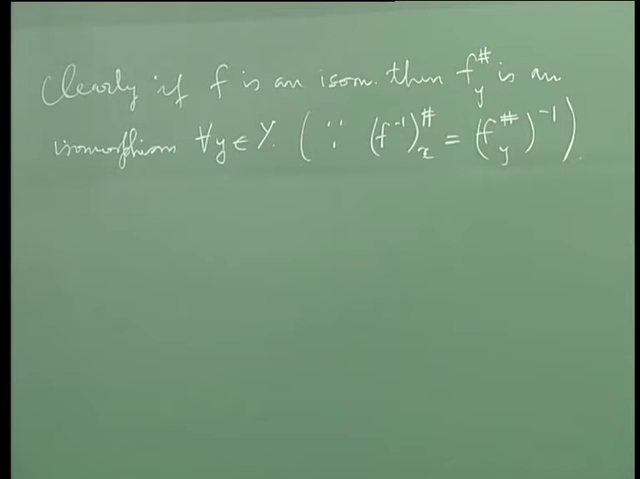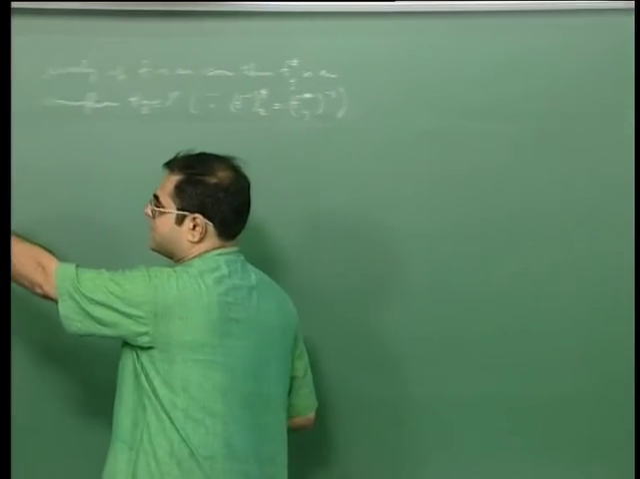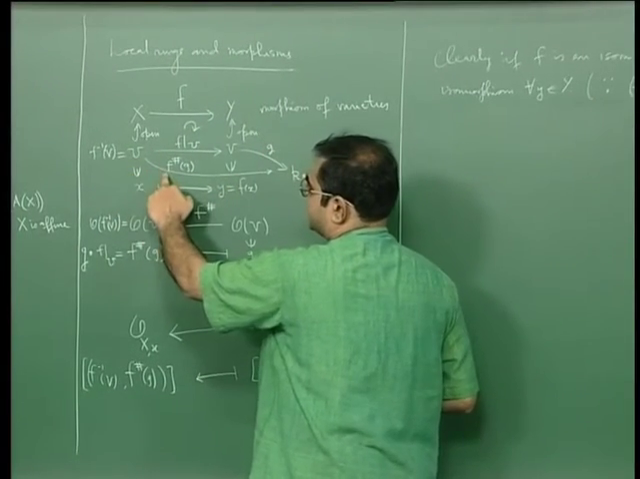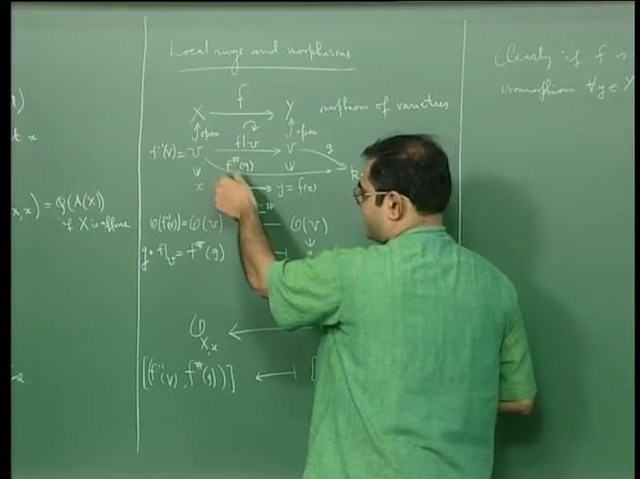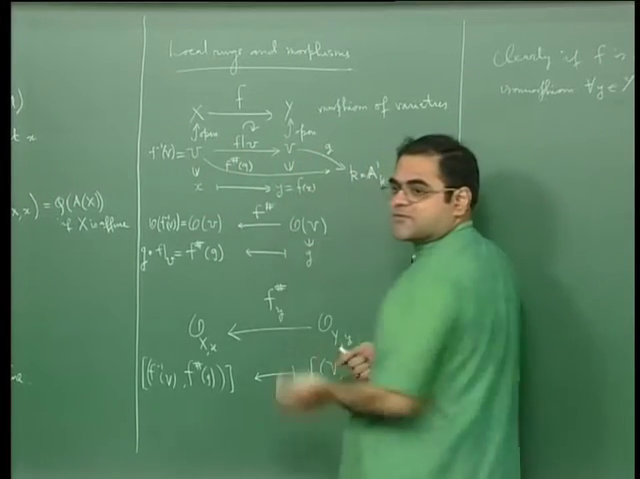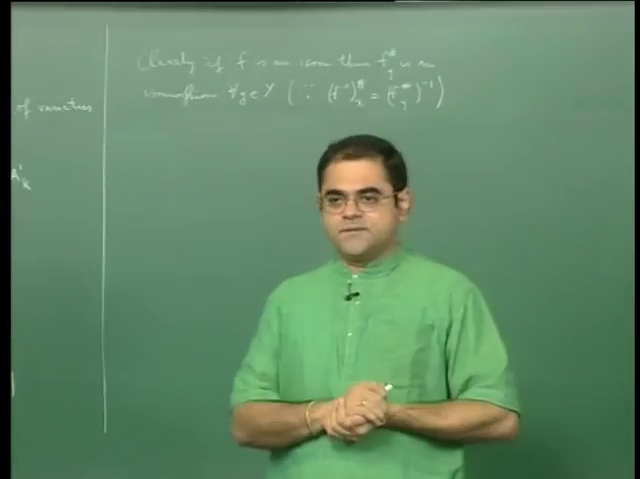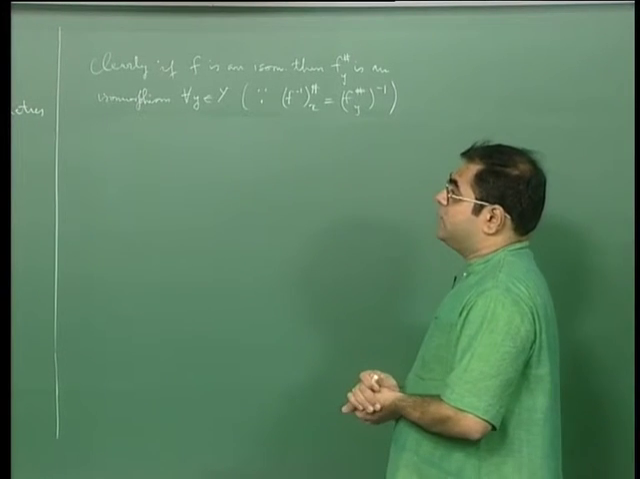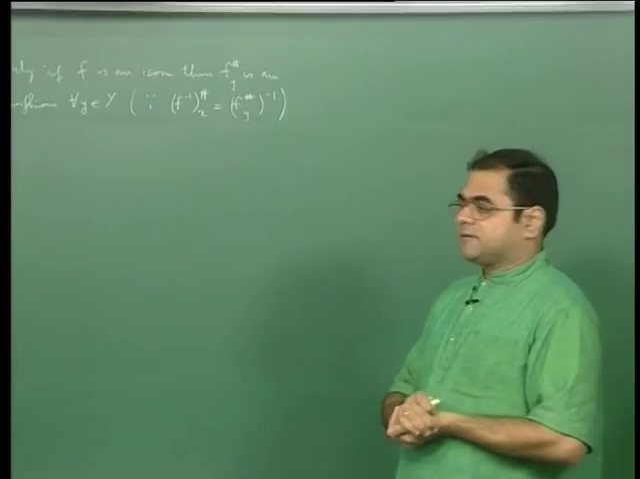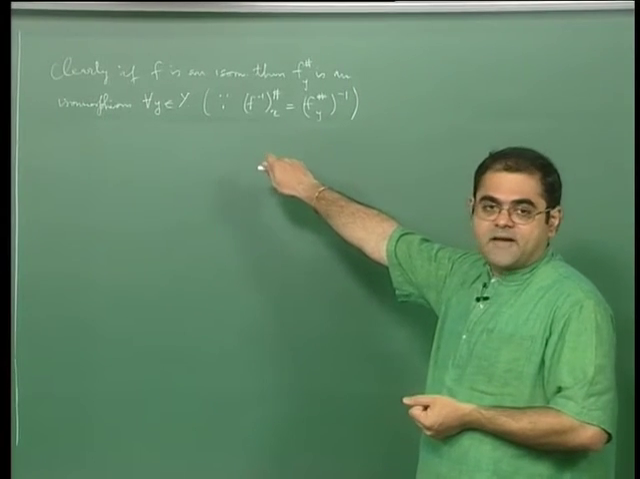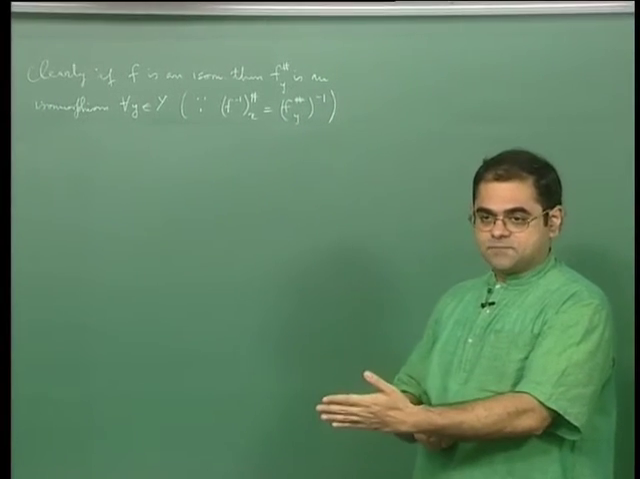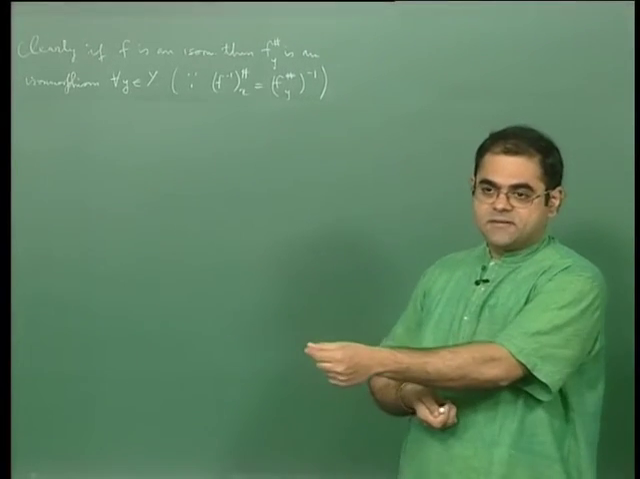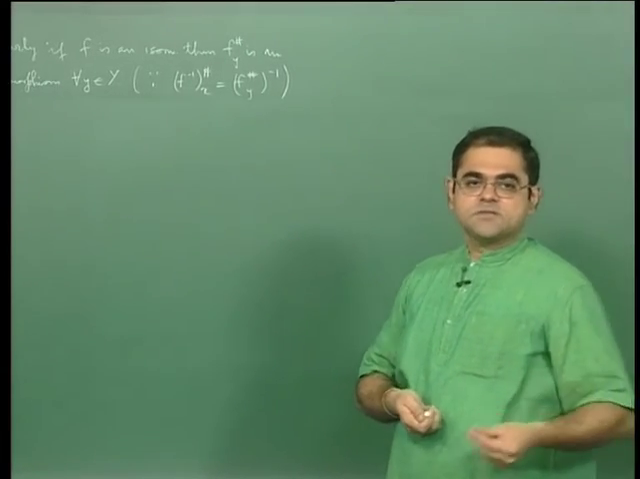Because you know from this diagram, if F is an isomorphism, G pulls back to F hash G under F, then F hash G pulls back to G under F inverse, okay, it's quite obvious. But the beautiful thing about local rings is that you can decide whether something is a morphism using the fact that it's a homeomorphism, that is a topological isomorphism, plus it induces at the local rings isomorphisms. So that's the big fact.